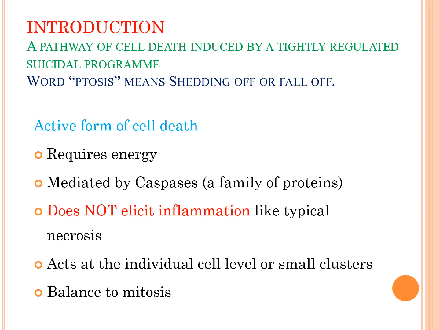And this apoptosis acts at the individual cell level or small clusters, that is a group of cells, and this apoptosis will be balancing the mitosis. Mitosis is cell division and apoptosis will be balancing it, that is it will neutralize the increase in number of cells by decreasing the number of cells caused by apoptosis.